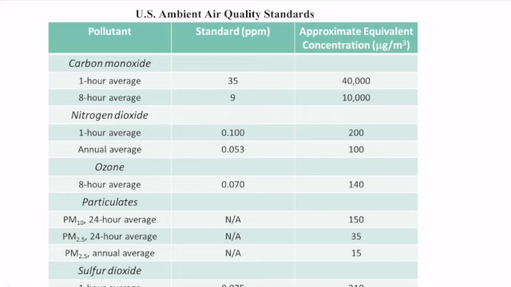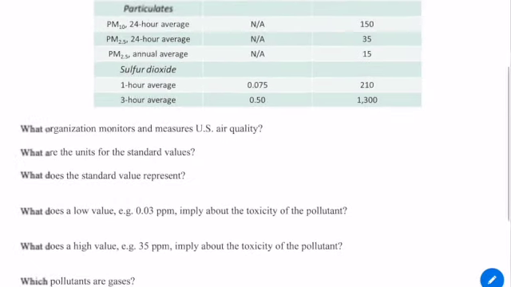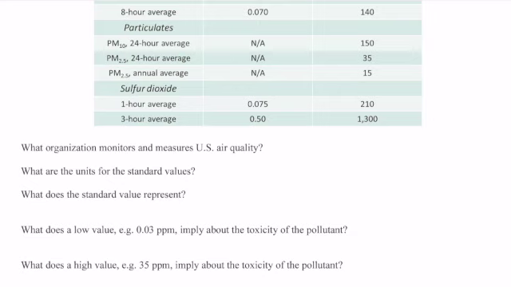So looking at this worksheet, which is the air quality standards table we looked at last lecture, we can answer some questions about these pollutants. Let's move this down. So what organization monitors and measures the air quality in the United States? Well, we have the good old Environmental Protection Agency, the EPA.